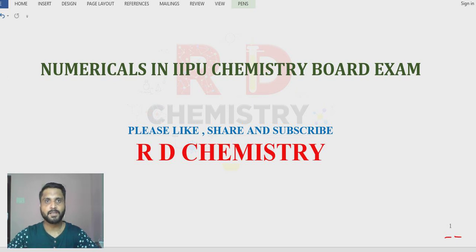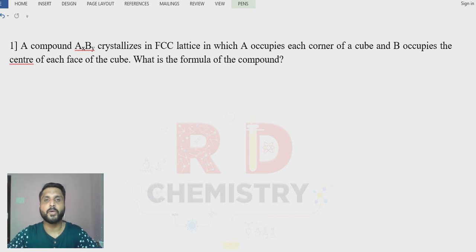Hello students, in this video I am going to solve very important numericals in second PUC chemistry board exam. This question is from the solid state chapter. The compound AxBy crystallizes in an FCC lattice in which A occupies each corner of the cube and B occupies the center of each face of the cube. What is the formula of the compound?